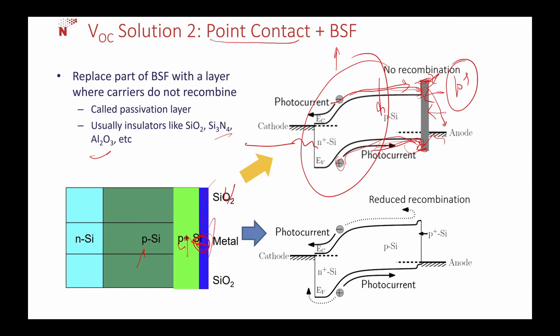So this will further reduce the recombination, the surface recombination, which will further increase the VOC. This is the point contact that we can say. This is the point contact.